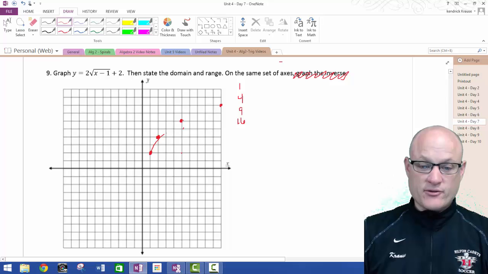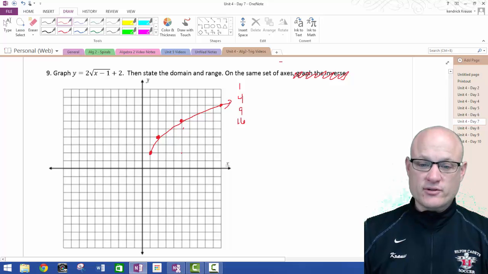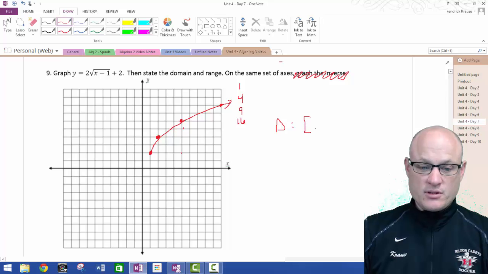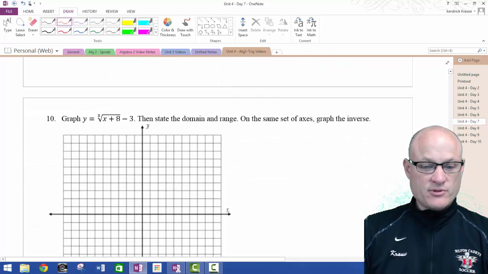Normally the square root of 9 is 3, but because of that dilation in the front, I have a 2. I have to go up 6. So my domain is from 1 to positive infinity, and my range is from positive 2 to positive infinity. That's it. Done.